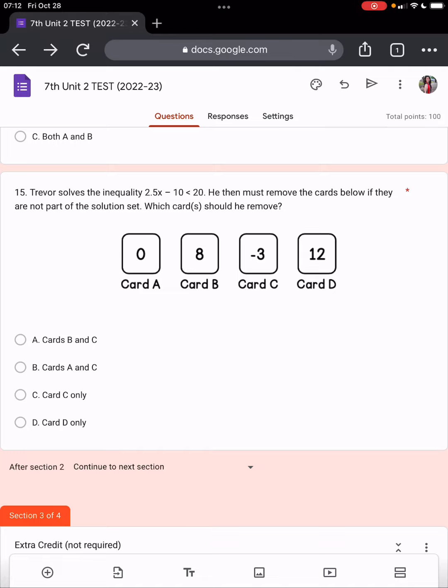A. Cards B and C. B. Cards A and C. C. Card C only. D. Card D only.